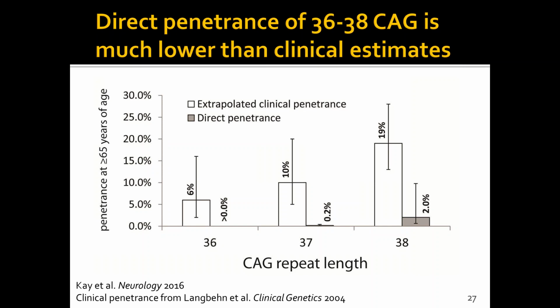Now, the white bars are estimates of the penetrance of these alleles from the clinic. So naturally, people who come to the clinic are people who have HD. And so historically, we believe it's been overestimated how many people have Huntington disease with 36 to 39. Now, our numbers, the 0.2% and 2%, really should be thought of as minimums. There are many reasons why we wouldn't ascertain people who have a 36 to 39 over the age of 65. This was only looking at people we actually saw in our prevalence study in British Columbia.